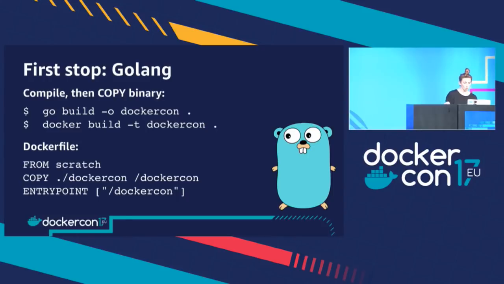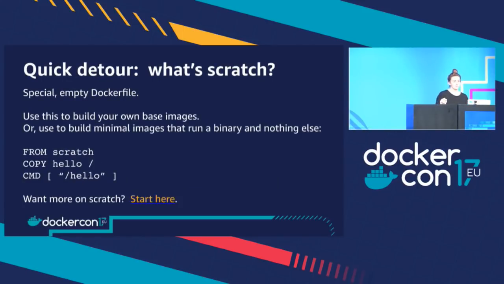So our first stop is Golang. So compile, then copy binary. So I can run go build, I can run Docker build. And then from my Dockerfile, I can do from scratch. And we're going to talk about scratch in just a second. But I can copy over my contents, and then I can run it. So I'm just running the binary that I built right before this. Plus, it has a cute gopher.